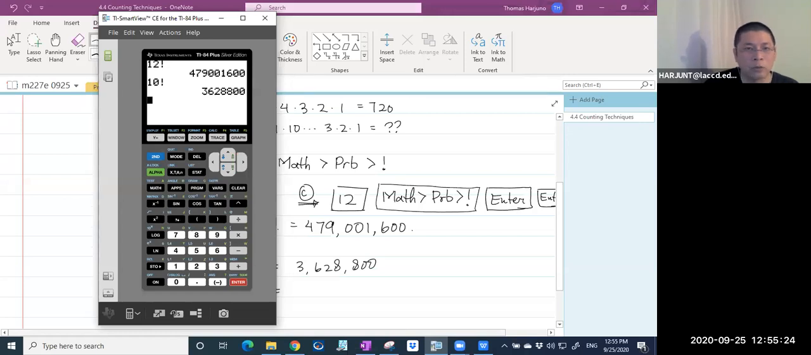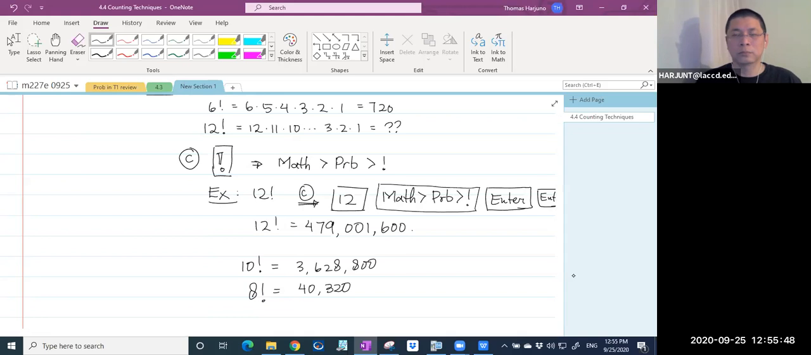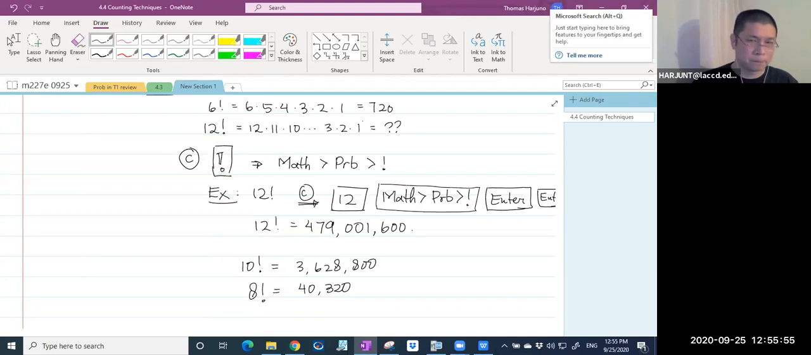How about 8 factorial? 8, math, PRB, exclamation mark, enter, gives me 8 factorial. Another enter gives me the result, 40,320. Any questions so far? Okay, I assume no.